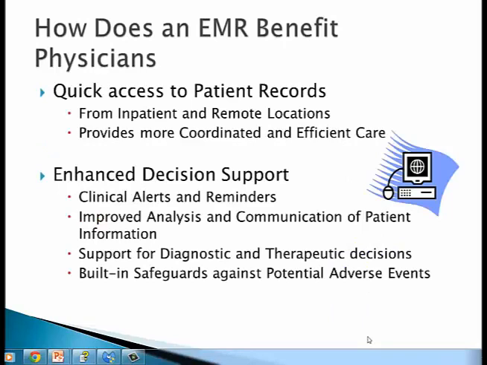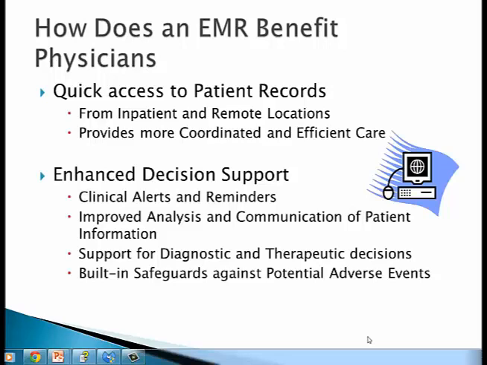Now let's talk about several ways an EMR benefits physicians specifically. First off, a doctor now has quick access to patient records, from inpatient, from a hospital, to their office, to remote locations. They can be home or on vacation and have the availability to view their patients' medical records. It provides more coordinated and efficient care for the patient and the physician.